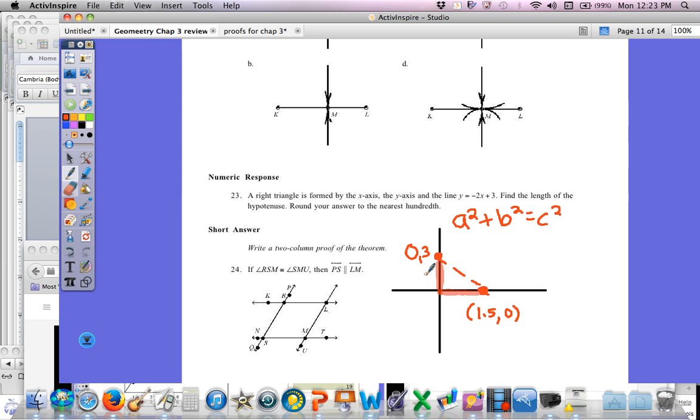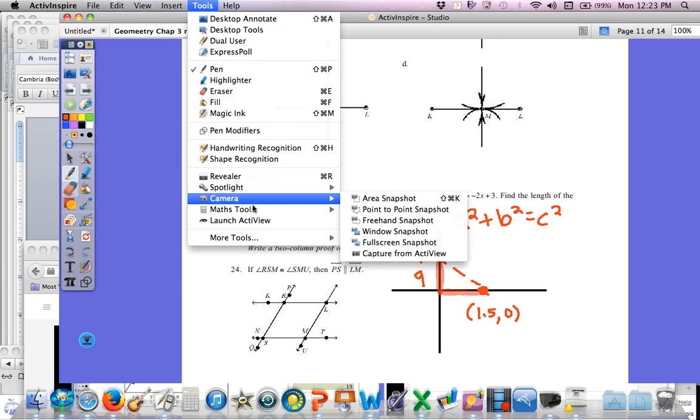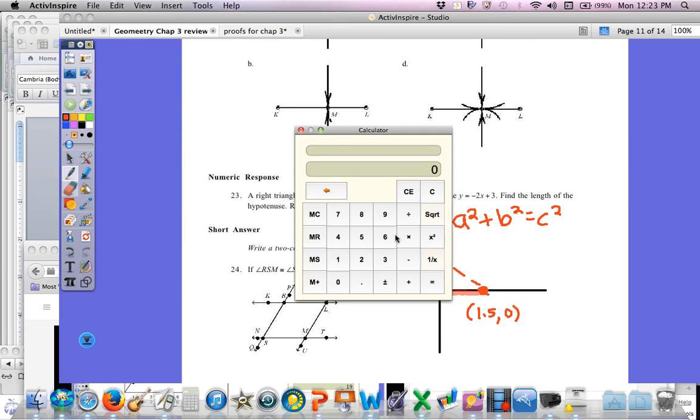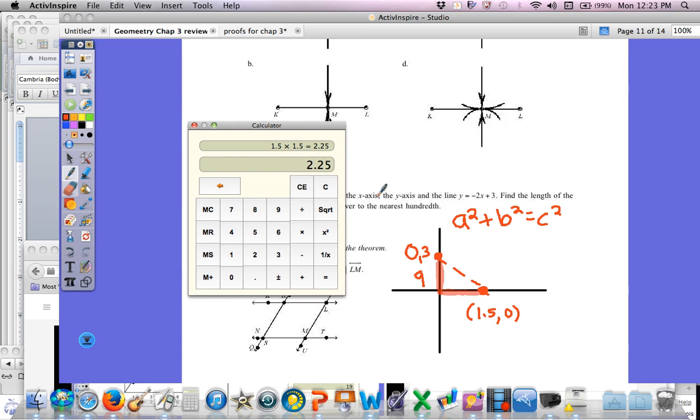So 3 squared is 9. So that's the length of 3, right? So 3 squared is 9. I'm going to need my calculator here. 2.25, he's probably right. That sounds right. So 1.5 times 1.5 is 2.25. Oh, because 15 squared would be 225, so move the decimal. Okay, so you see how I did that? Yes. So now 9 plus 2.25 is what? 11.25.